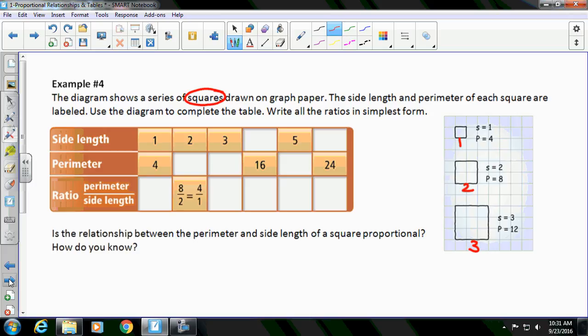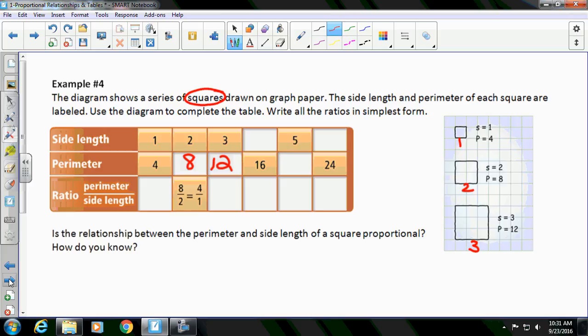So, we know the side length, we need to fill in the perimeters. If the side length was 2, we can look over here and we see we had a perimeter of 8. If the side was 3, we had a perimeter of 12. If we have a perimeter of 12, our side length is going to be how much? If we simply look at it, 4 over 1, simplified to 4 over 1. 8 over 2 simplified to 4 over 1. 12 over 3 simplified to 4 over 1.